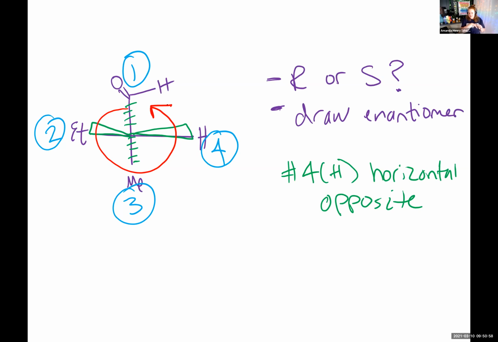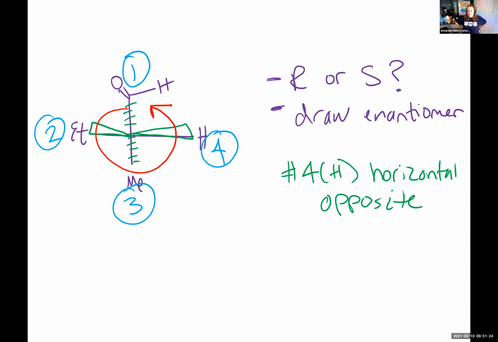So I know one of you was right. Wait, how come we're flipping it again? Because of the... Because- 4, right? Yes, because our lowest priority is on a wedge, and it has to be on a dash. So we would either have to rotate this around in our heads in a structure, redraw it, or we just flip our answer.